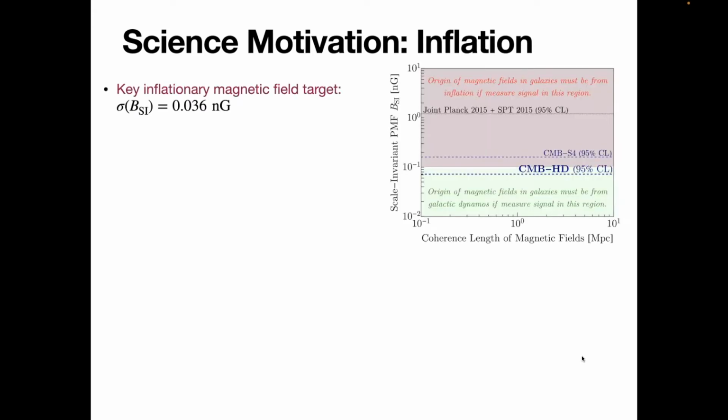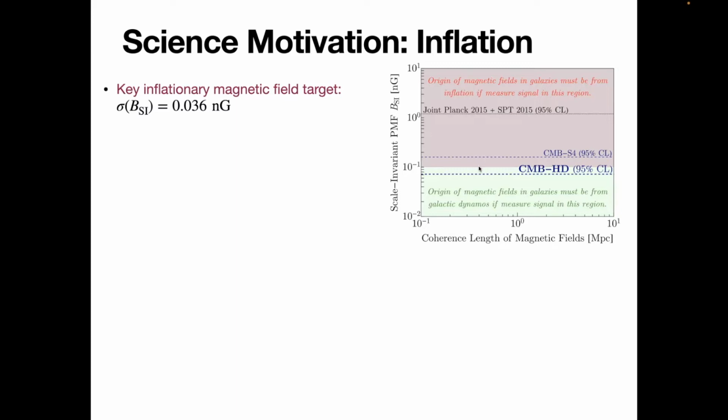Another main science motivation is inflation. And we heard a really nice BICEP talk earlier. CMB-HD aims to target inflation in a different way. So one of the main key targets is probing inflationary magnetic fields. And this is relatively new.